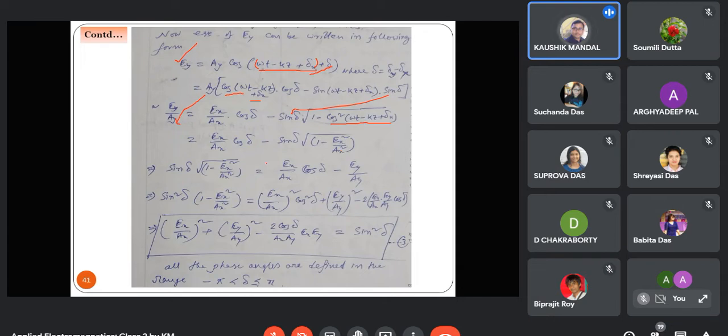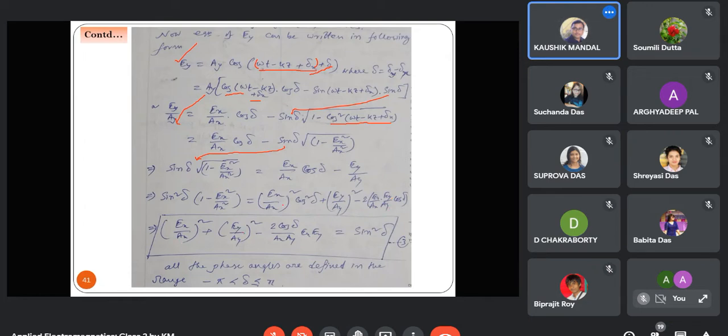Now if you rearrange the equation, moving it to the left hand side, it becomes Ex by Ax cos delta minus Ey by Ay. Now if you remove the square root by squaring, it becomes sin square delta times 1 minus Ex square by Ax square. The left side becomes Ex by Ax whole square cos square delta, plus Ey by Ay whole square, minus this cross term.